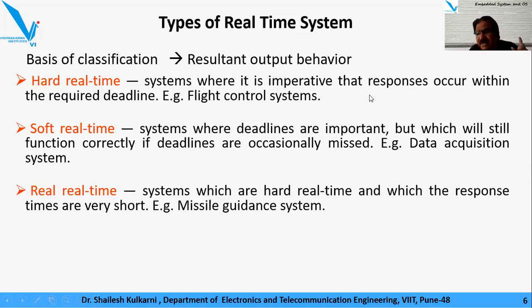But if that particular deadline, or the response time, happens to be very short, then I have a further categorization of the system, called a real-time system. We have basically only two categories: hard real-time systems and soft real-time systems. Here this particular real-time system is one more derived category, where it is a hard real-time system, and the response time is also going to be very short.